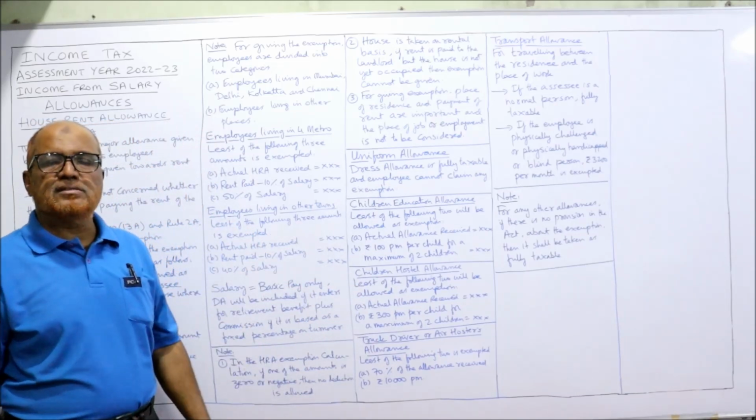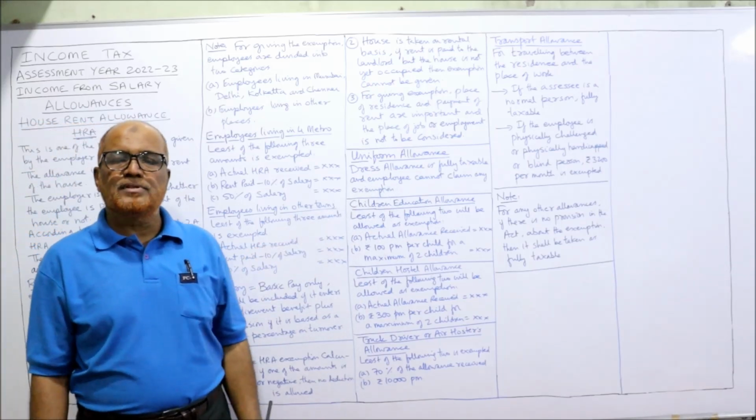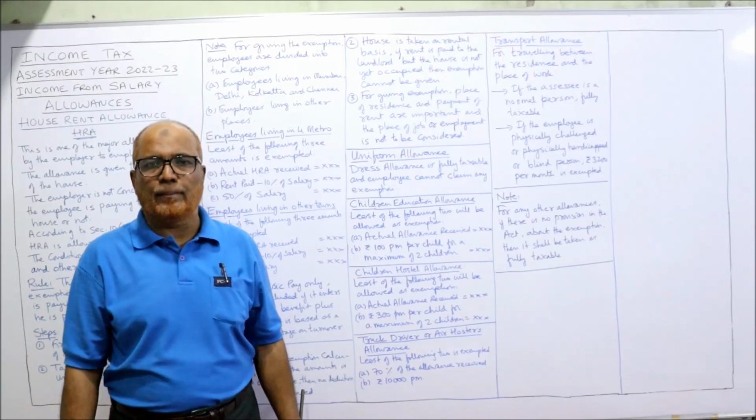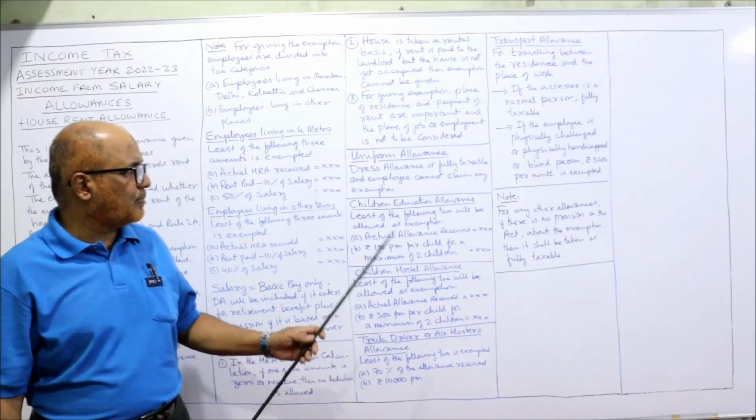Now, uniform allowance. Dress allowance is fully taxable and the employee cannot claim any exemption. Sometimes the employer will give dress allowance to the employee. Income Tax Act says the complete amount is taxable, no exemption.